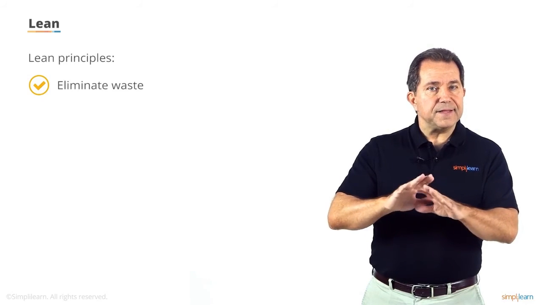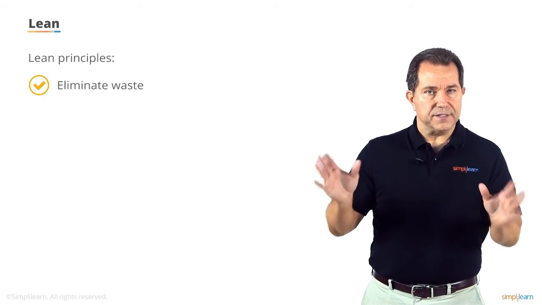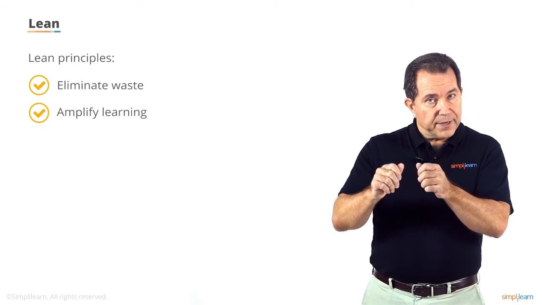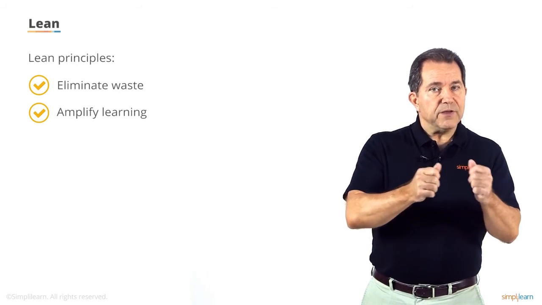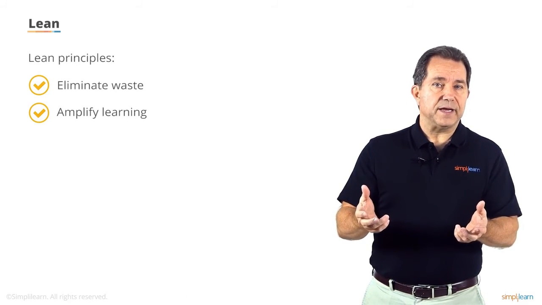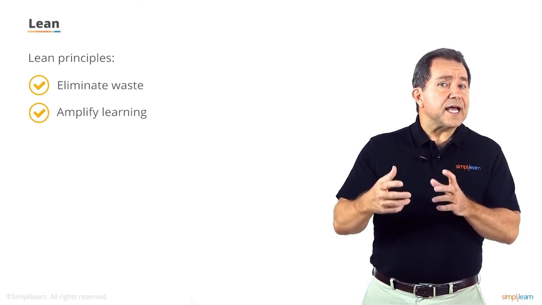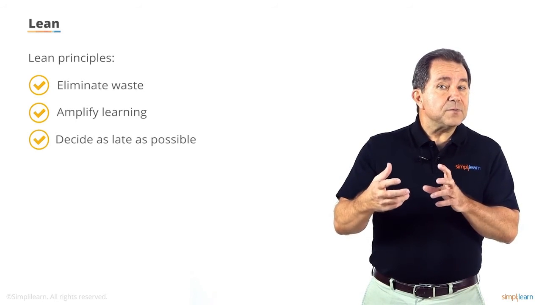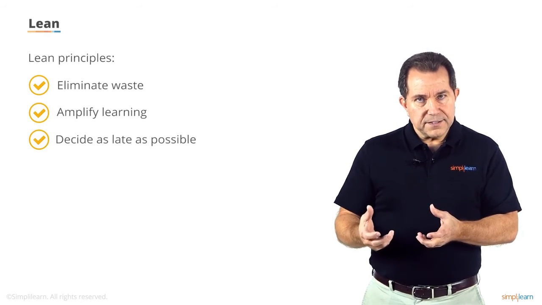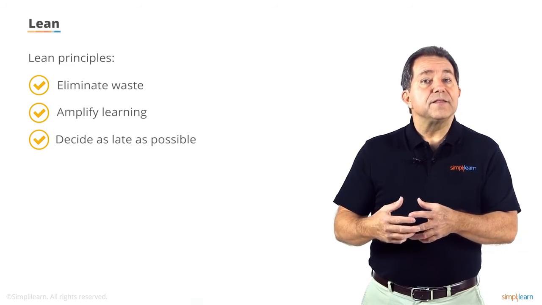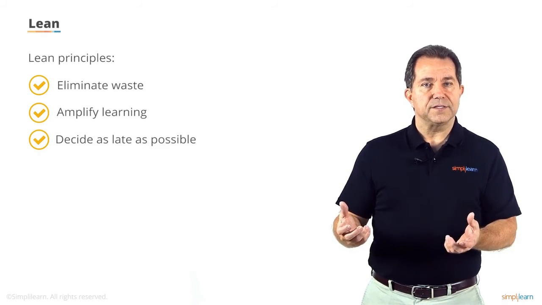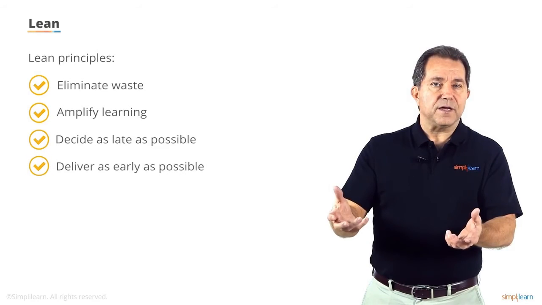Eliminate waste. Anything that does not add value to the customer is considered waste. Amplify learning. Learning is amplified by using short iterations, refactoring, and integration testing, as well as frequent customer feedback sessions. Decide as late as possible. The best way to manage uncertainty is by gaining information, minimizing assumptions, deferring commitment to the last responsible moment, and breaking dependencies between components. Deliver as early as possible.